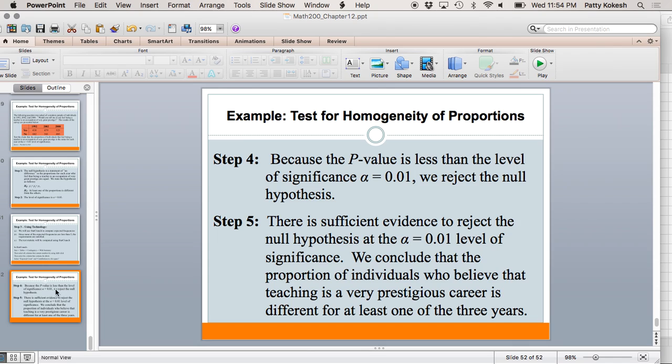So that is really it. I would highly recommend that you utilize technology for these particular tests in Chapter 12, just because they can be very time consuming and easy to mess up if you do them by hand.